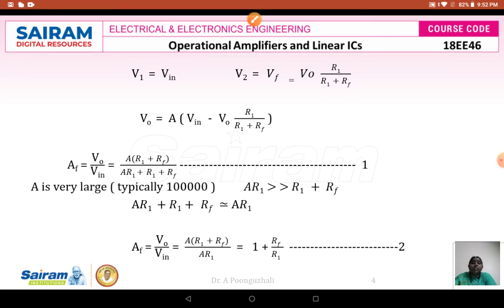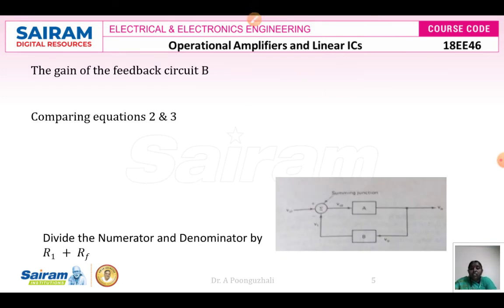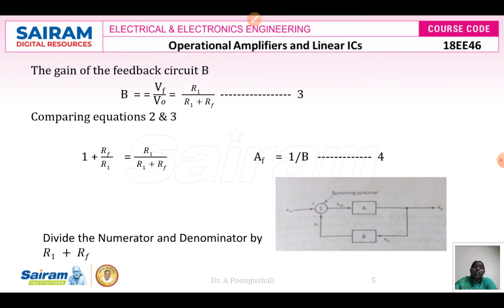So now we are going to see the gain of the feedback circuit. So for the gain of the feedback circuit, we already saw B is equivalent to Vf by V naught, that is nothing but R1 by R1 plus Rf. So now if I compare these two equations, AF is nothing but 1 plus Rf by R1. Here it is R1 by R1 plus Rf. So if I take the LCM, it is going to be R1 plus Rf divided by R1. That is just the inverse. So this is AF, this is B. So I can write it as AF is equivalent to 1 by B.